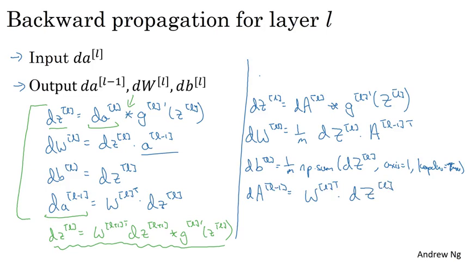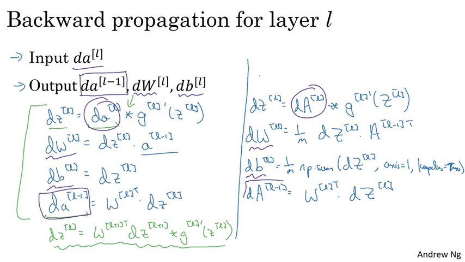So this allows you to input this quantity, dA, over here, and output dW^[l], db^[l], the derivatives you need, as well as dA^[l-1], as follows. So that's how you implement the backward function.